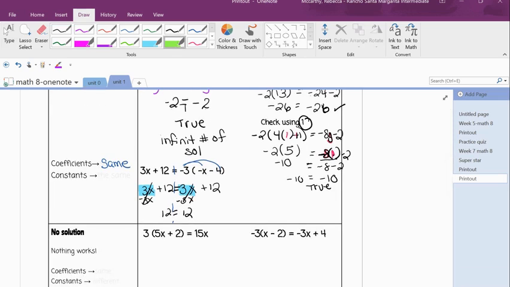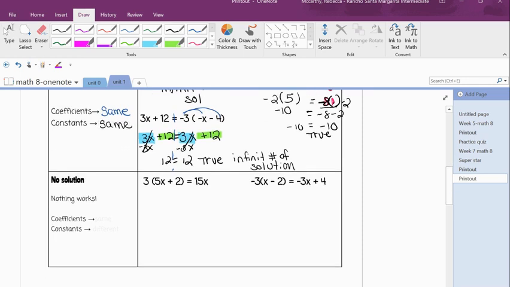And notice my constants were also the same. This gives me a true statement. So I know I have an infinite number of solutions. That means any number will give me a true statement. Every number on the number line will work. So when I'm looking for an infinite number of solutions, I know my coefficients will be the same and my constants will also be the same.